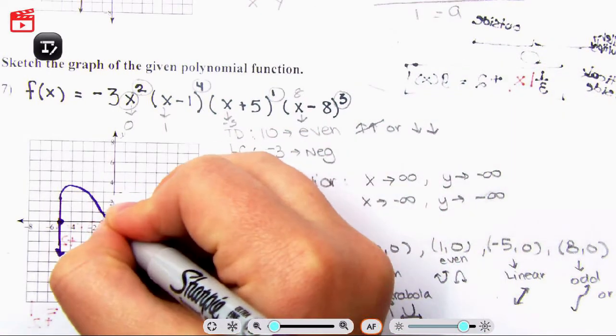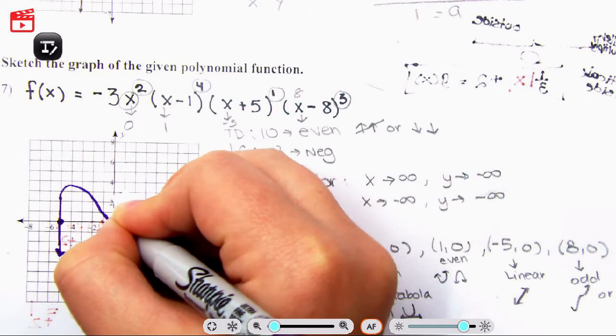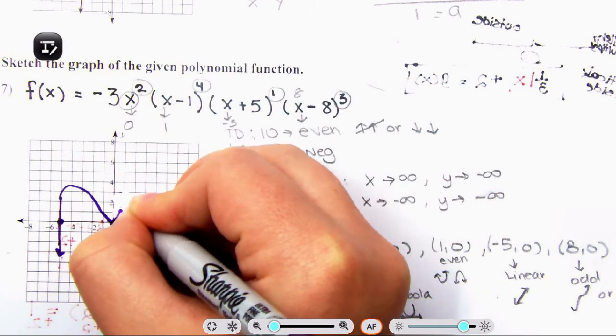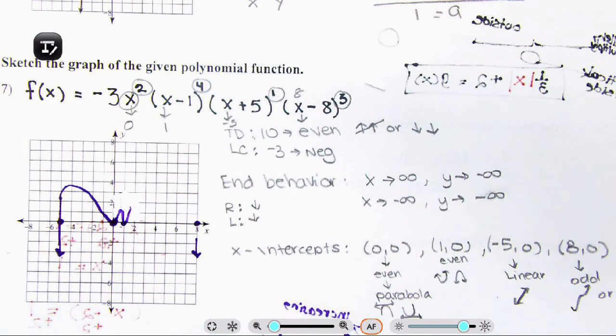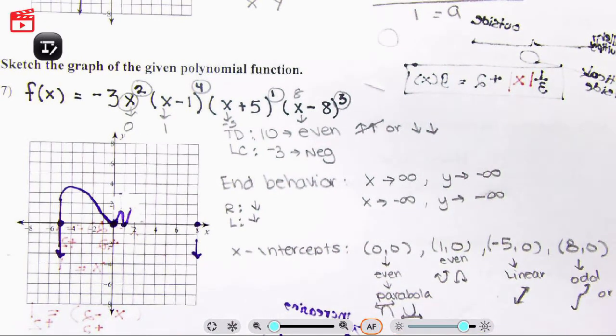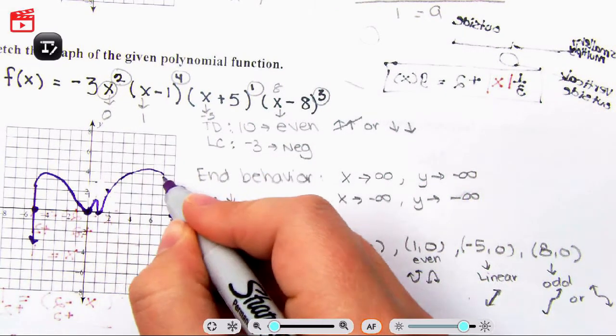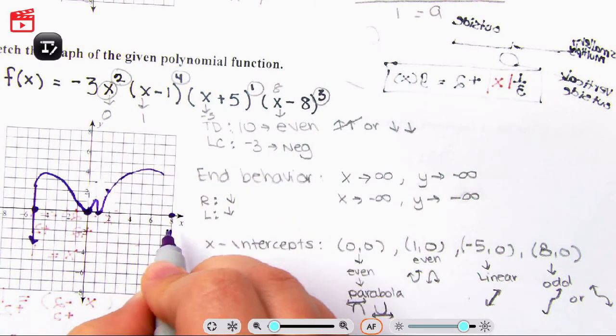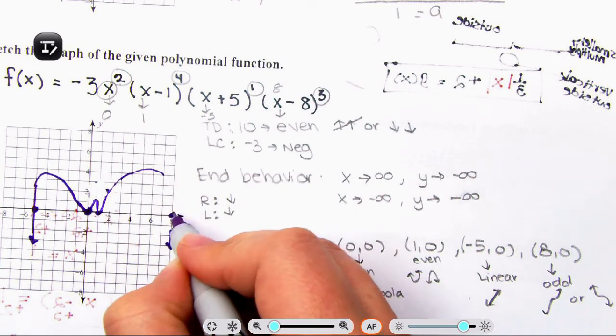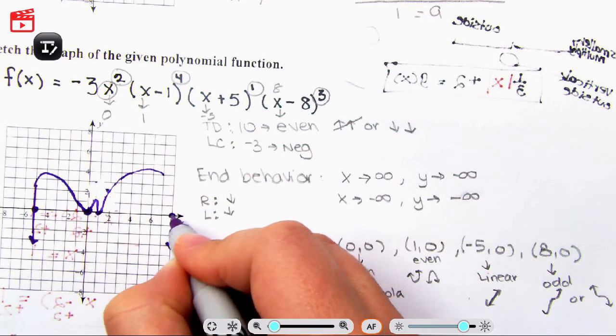So here's my parabola at 0. And then I'm going to have a parabola at 1 as well. So there's a little hump there. And then at 8, we're going to go on. So we're either going to have this one or that one. Well, I need it to go through and connect. So we're going to have it be as such.